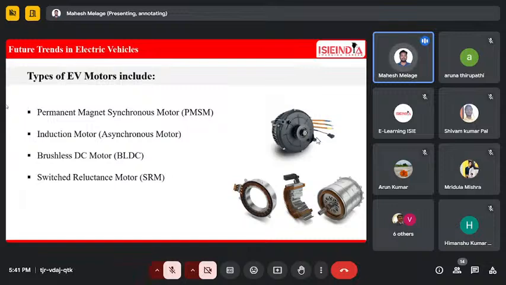The switch reluctance is a new innovative motor. It is named the switch reluctance motor. What is meant by reluctance? It is the opposition to the flow of flux. The other terminology is resistance, which is known as the opposition to the flow of current. Reluctance is nothing but opposition to the flow of flux. So we achieve the maximum torque.